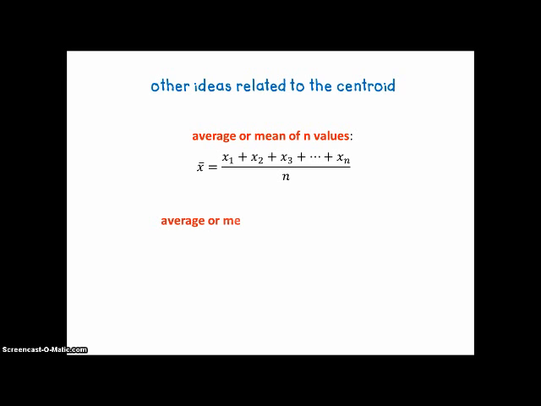Other ideas related to the centroid. Average or mean of n values: we add up all the n values and divide by the number of values. Average or mean value of a function on a closed interval: now we have infinitely many values that we want to average. The average is defined as f of c equaling the area under the curve from a to b divided by the length of the interval. That's the average height of the region. So a centroid is like the average spot in a solid.